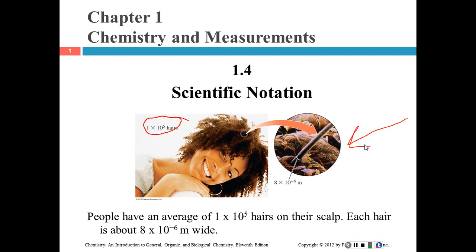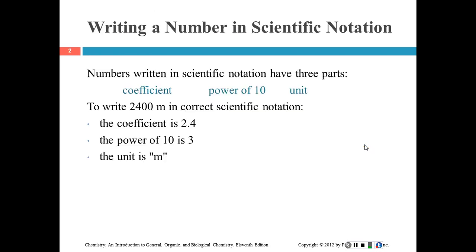to look at and tell, because you have an average of 1 times 10 to the 5th hairs on your scalp, but each one is only 8 times 10 to the minus 6 wide. And so we use these numbers in scientific notation to help make it easier to talk about the numbers.